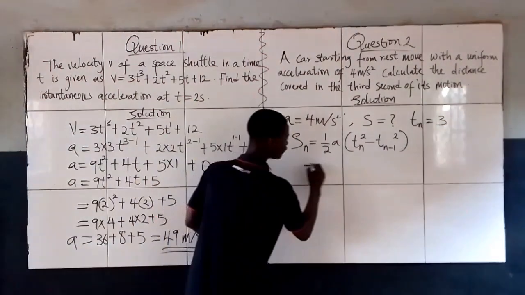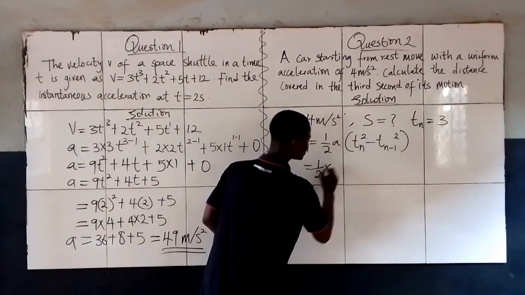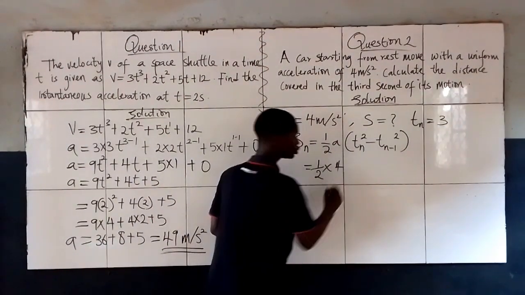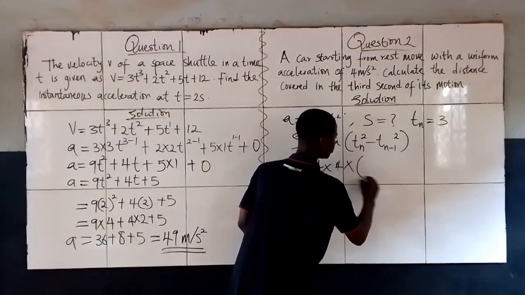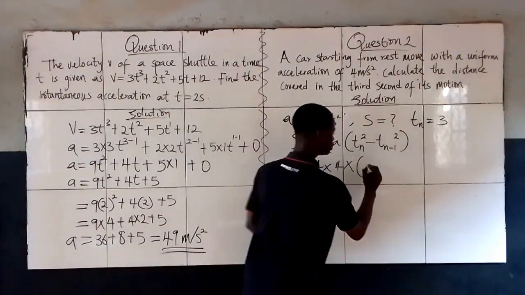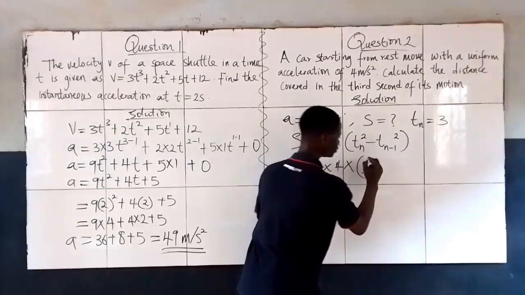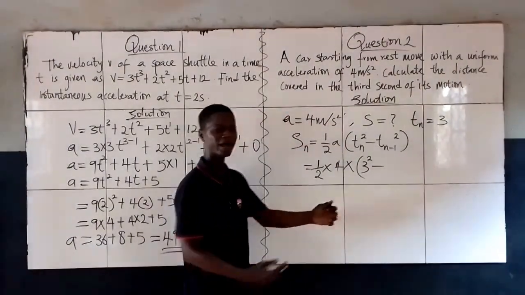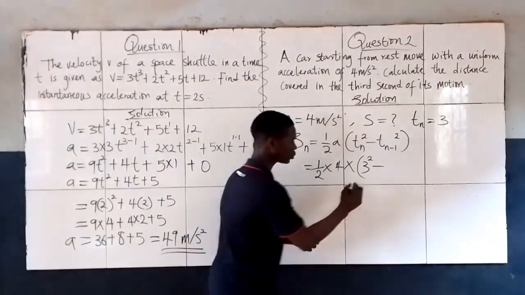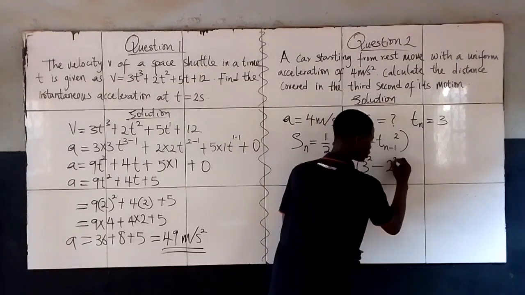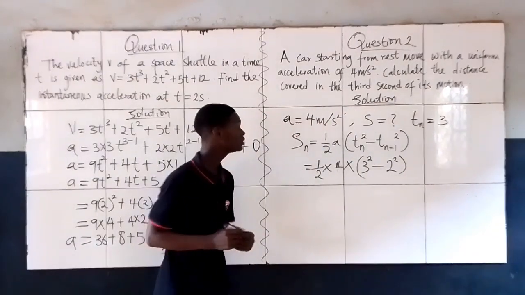So from here we now have equals to 1 over 2 times what is our acceleration? 4, just the values only. Times in bracket, what is Tn? Replace it with T. Then square it minus what is the number before T? The answer is 2. Then we also square it. Are you seeing that? So this is how it works.